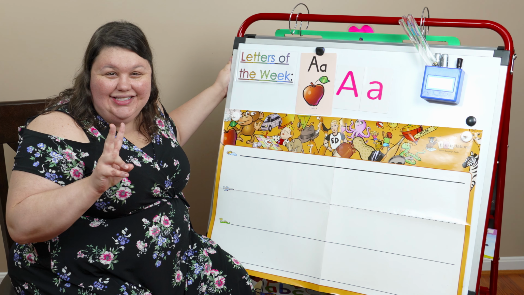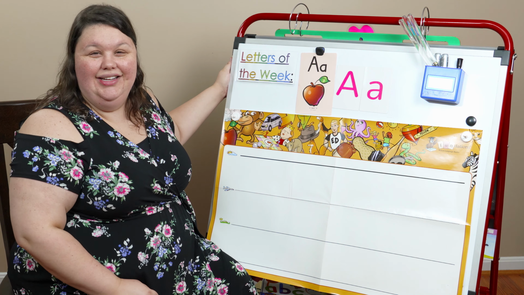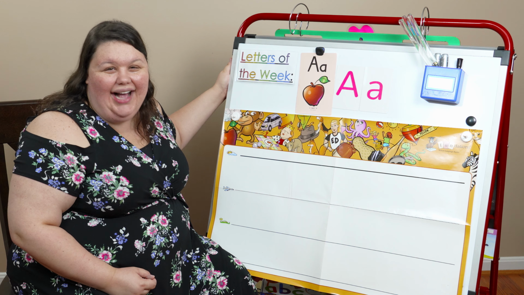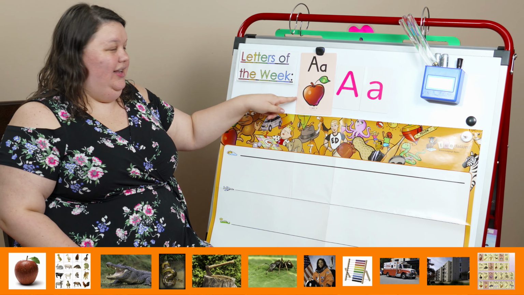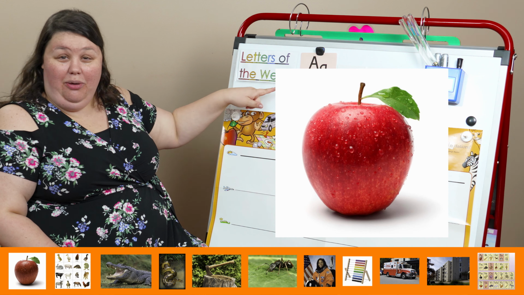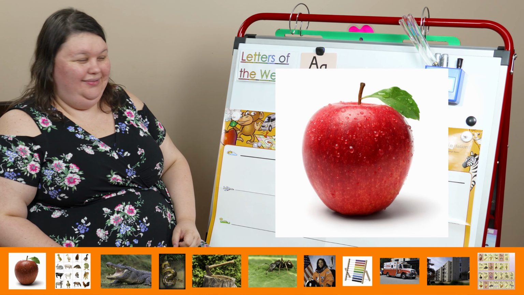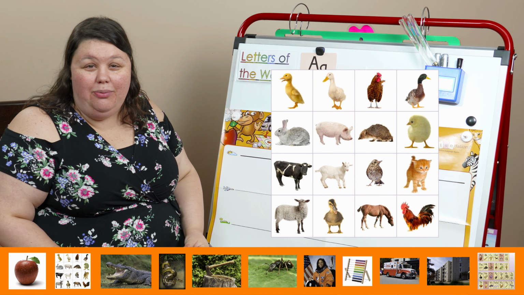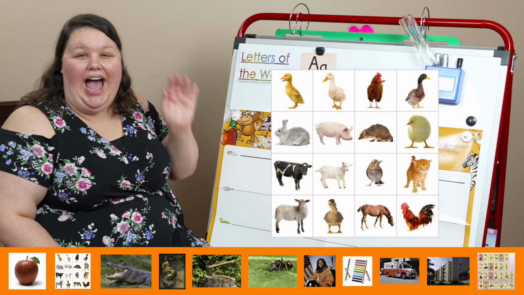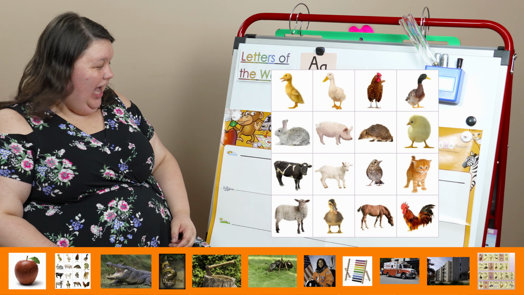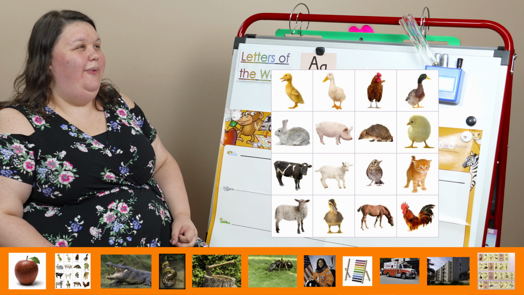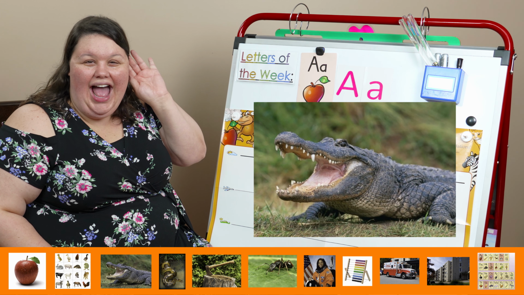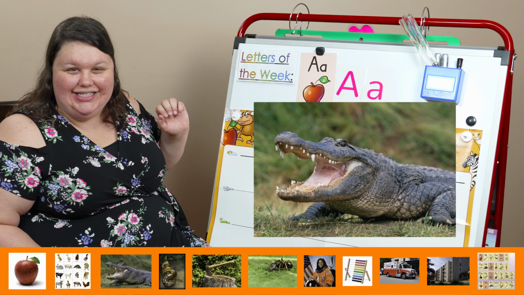Did you find two things? Let me see. Oh, good job, my friends. Let's think of some other things that start with the ah sound. We can do apple. Just like our picture here, we can do a real picture of an apple. Apple. Let's do another one. Animals, like little baby animals. Animals. Good job, animals. We can do alligator. Alligator. Oh goodness, look at its teeth.